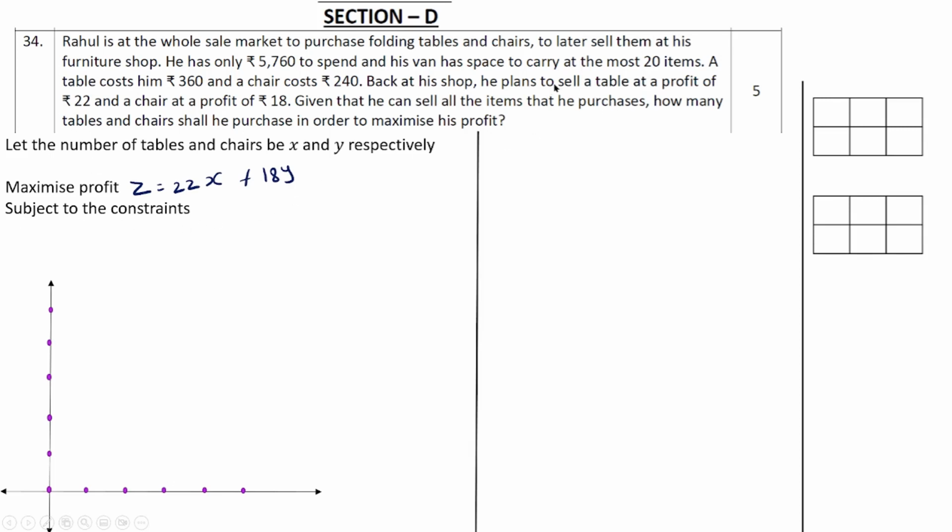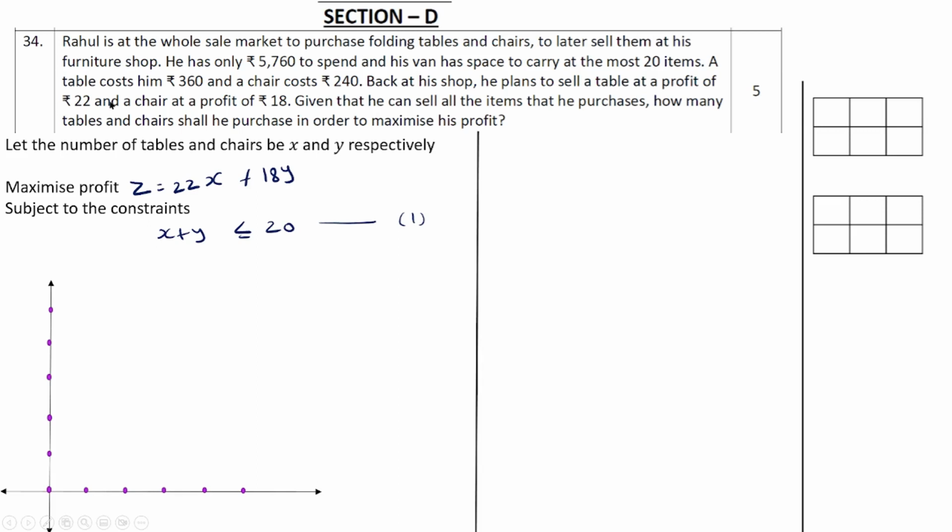The first constraint is with respect to space. His van has space only to carry at the most 20 items. So he has to purchase tables and chairs not exceeding 20. As a result, the first constraint is x plus y less than or equal to 20. So this is the first constraint.